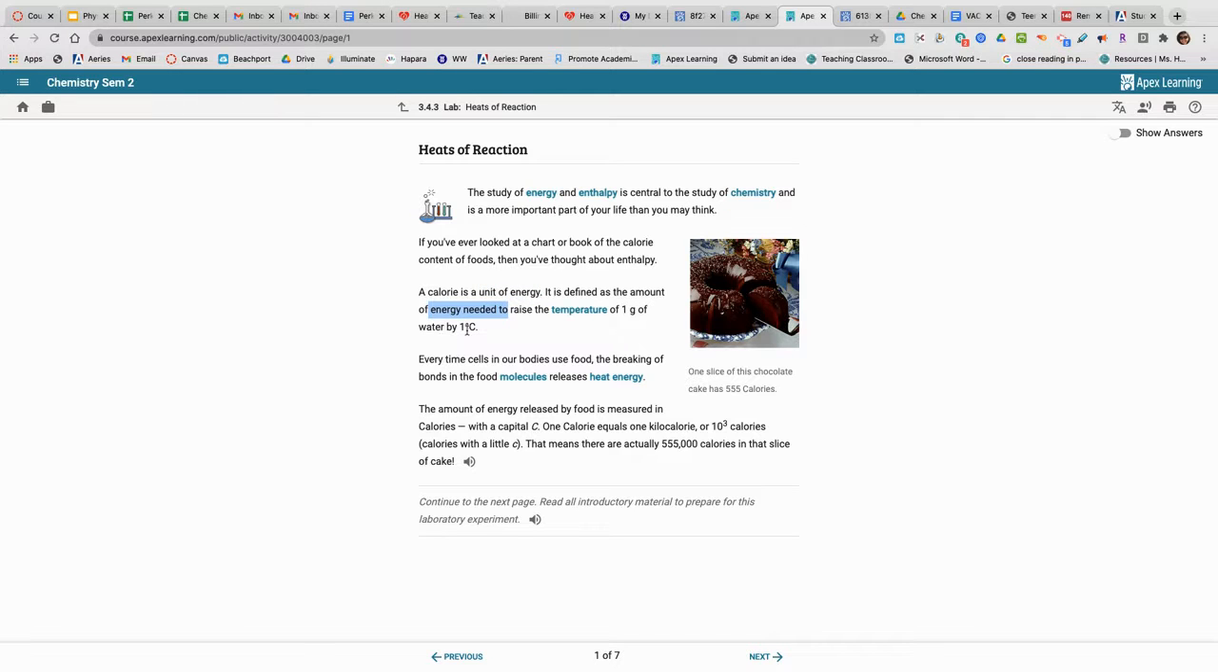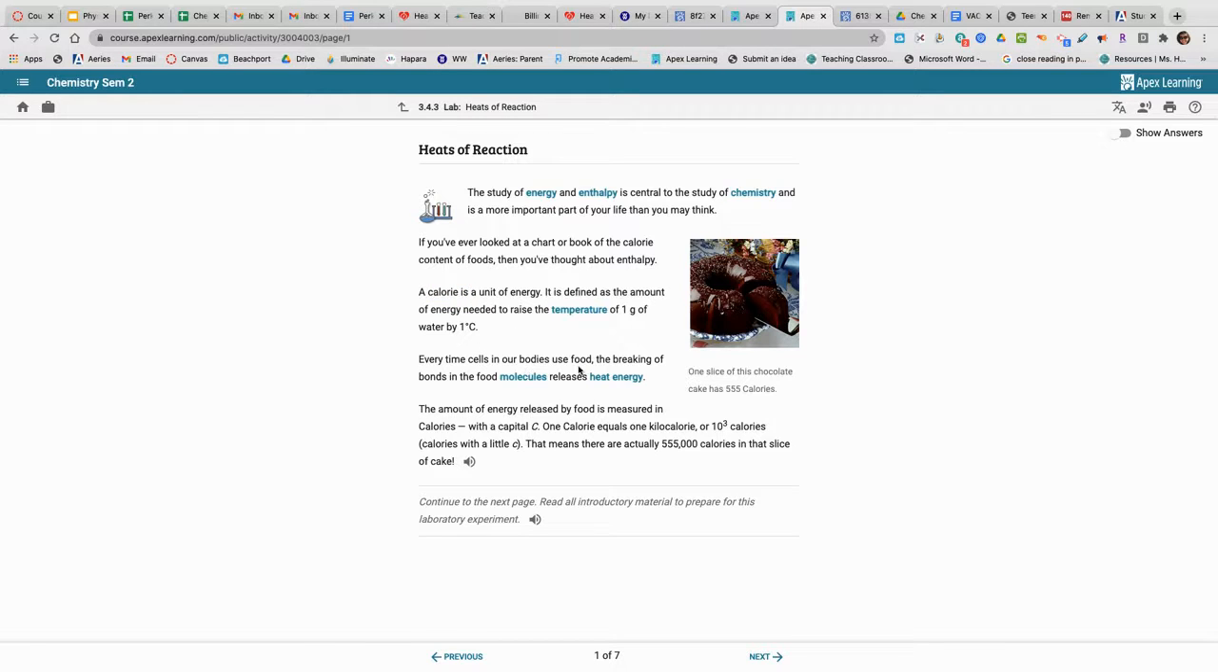1 degree Celsius. So for example, if you had 2 grams of water and you wanted to change both of those grams by 1 degree Celsius, you would need 2 calories. Okay? If you had 2 grams of water and you wanted to change the temperature by 2 degrees Celsius, you would need 4 calories, right? So you would multiply them.